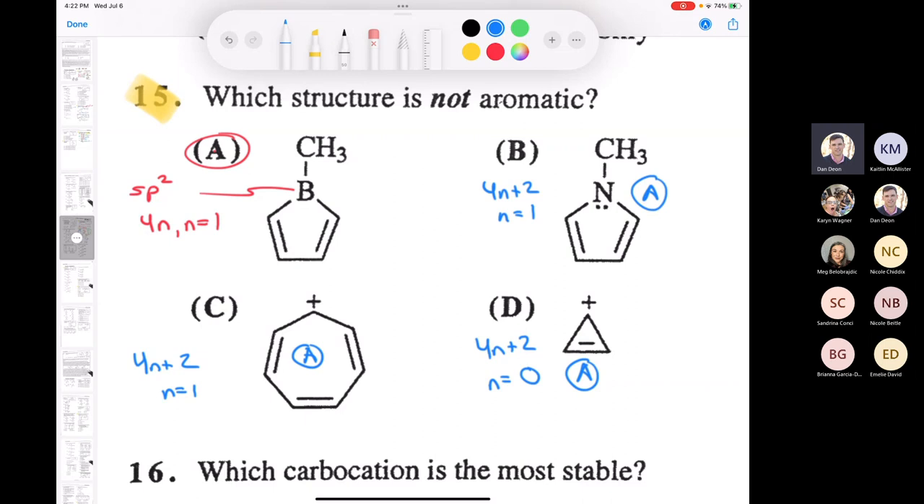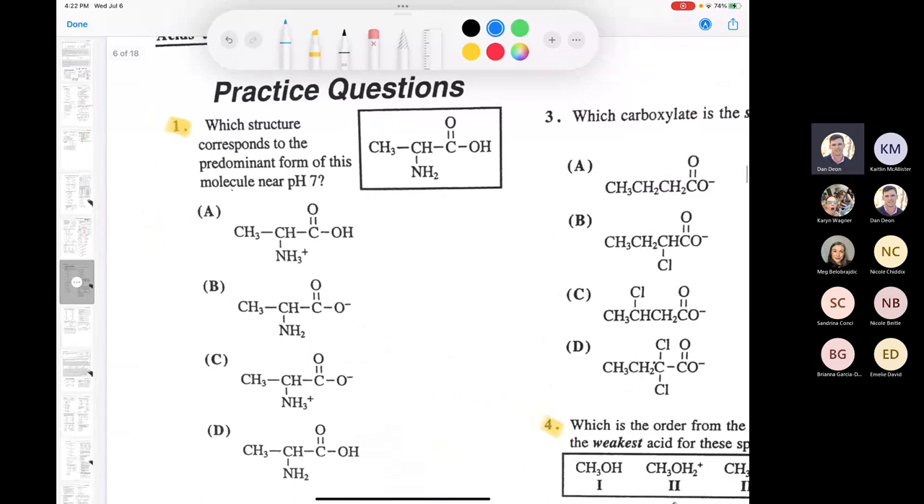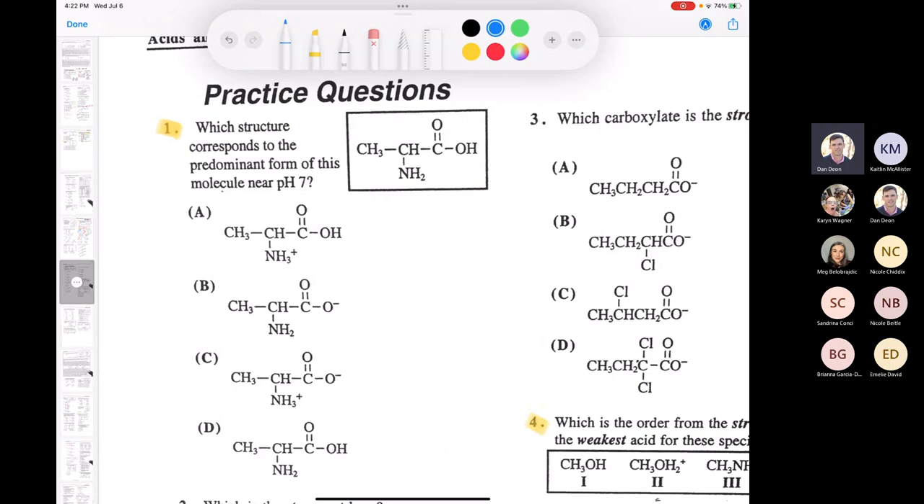All right, so there we go. I promise the entire exam is not just about organic or aromatic compounds. There's a little bit, but maybe a question or two. Okay, question number one. I just wanted to ask you this one quickly. I don't want to spend a lot of time on this question.